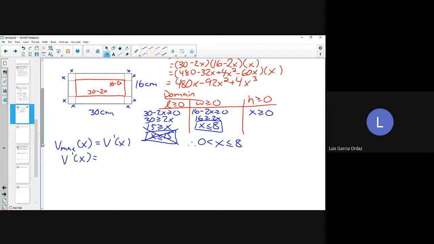So 40 minus 184x plus 12x squared. Perfect. So let me arrange it in order from degree of least to greatest to least. So I get 12x squared minus 184x plus 480. So what number can I factor from 12x squared minus 184x plus 480? What can I factor out?